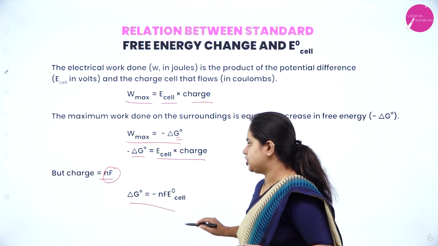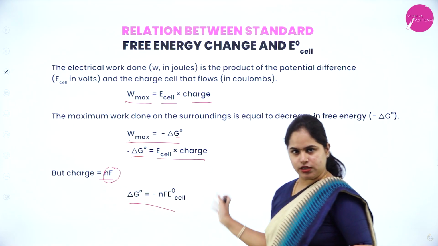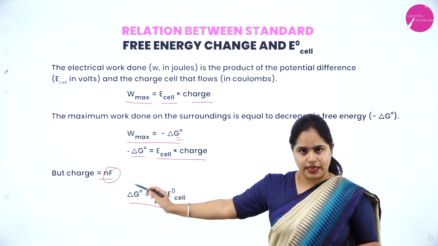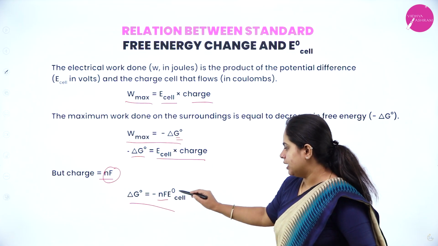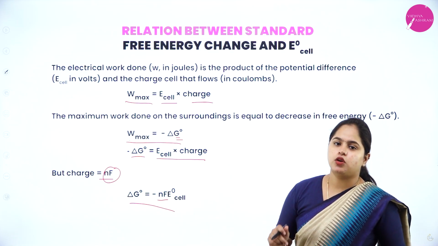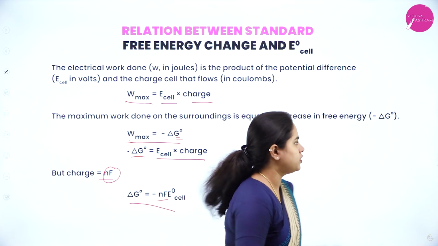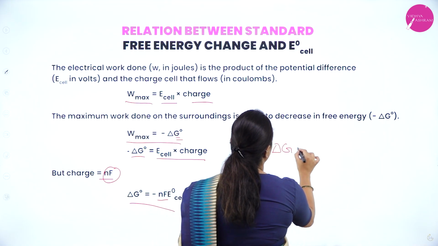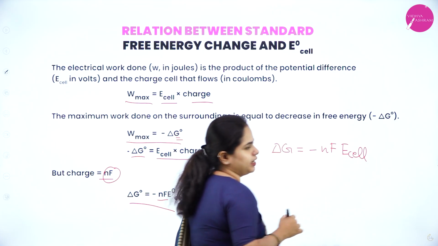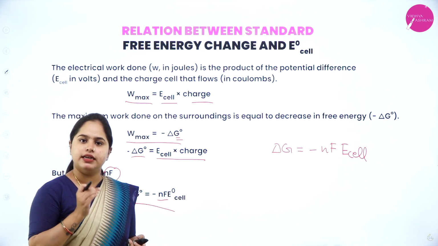So finally the equation will be minus delta G naught is equal to, or else you can write the minus on this side as well. Delta G naught is equal to minus NF. Yes, this NF is a constant, and then E naught cell. Okay. So finally, what is the equation? Delta G naught is equal to minus NF E naught cell. So this is under standard condition. If it is not under standard condition, we can write delta G is equal to minus NF E cell. So this is the equation relating between E naught cell and delta G.